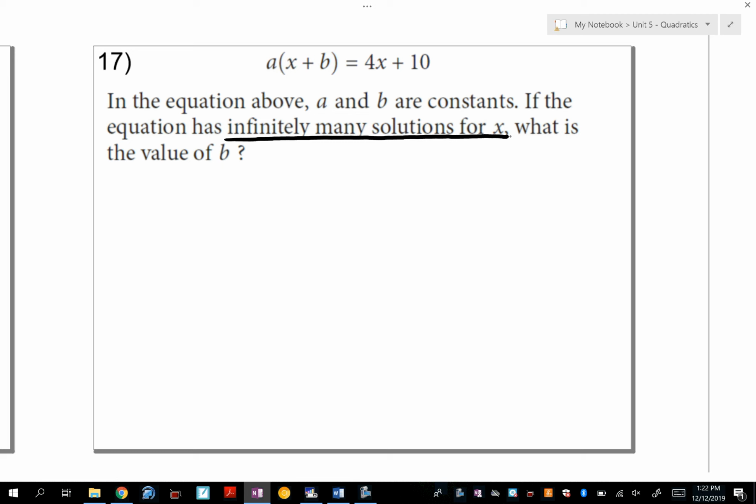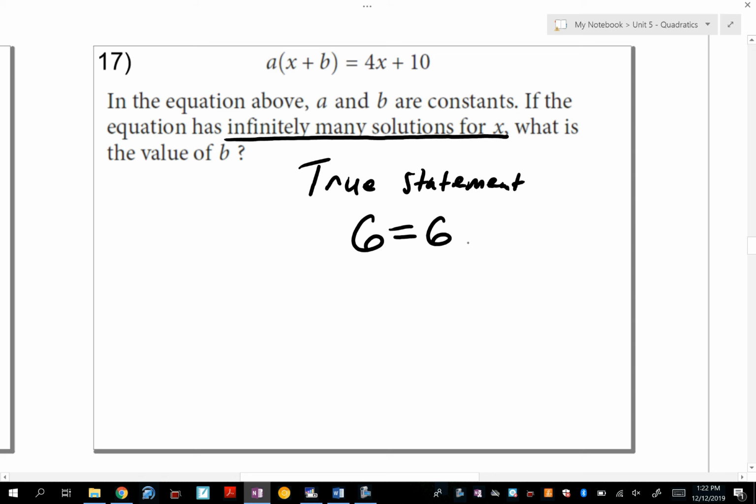You guys remember what you should get when you're solving? What do you get that causes you to think, oh, infinitely many solutions? You get something called a true statement. So you'll get like 6 equals 6. That's a true statement. So if you get a true statement, you know that any value for x is going to make this true.